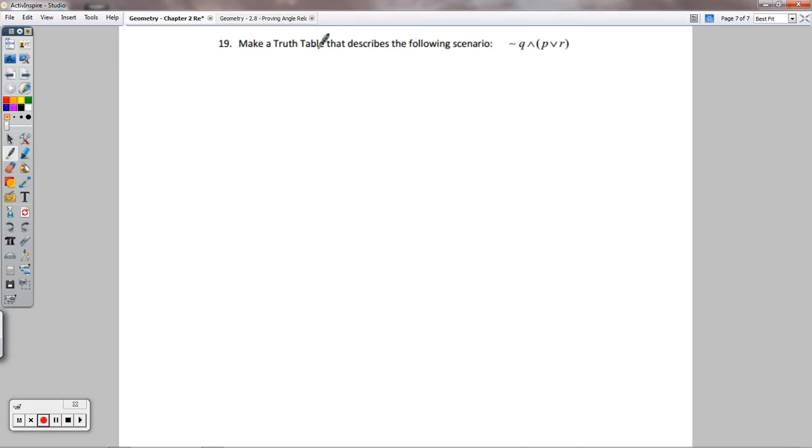All right, so make a truth table that describes the following scenario. We have three different base statements, P, Q, and R. Q is a not Q in the final statement. Let's make our truth table.